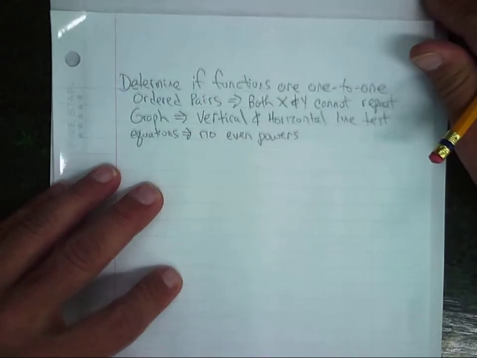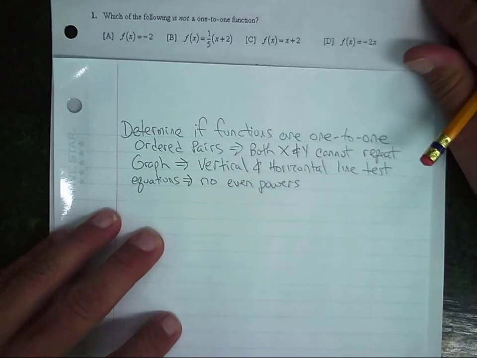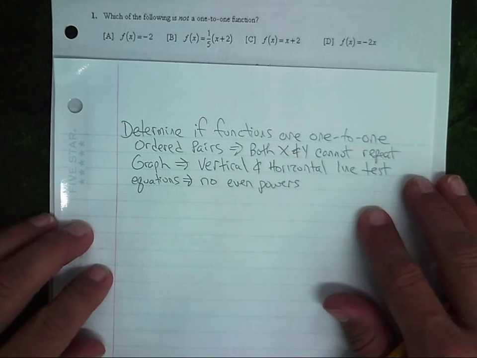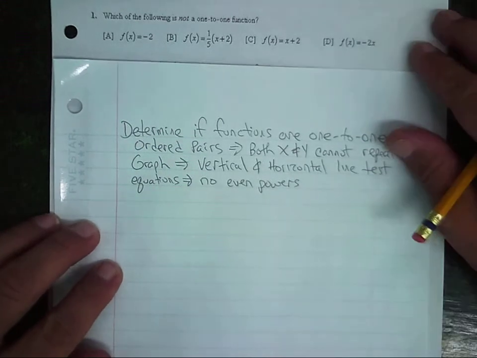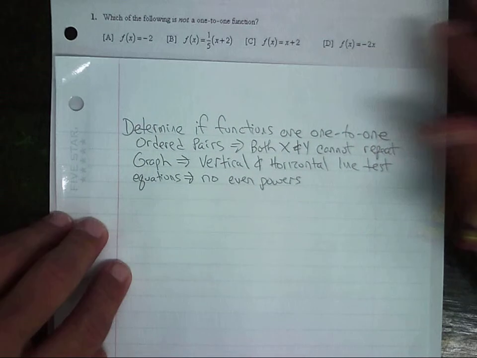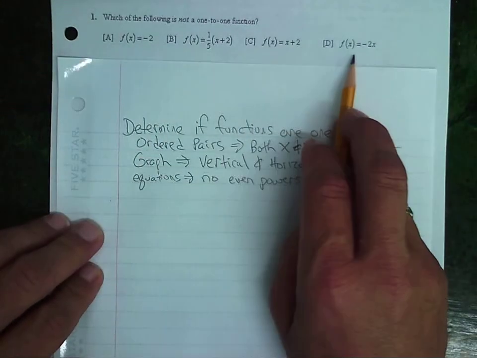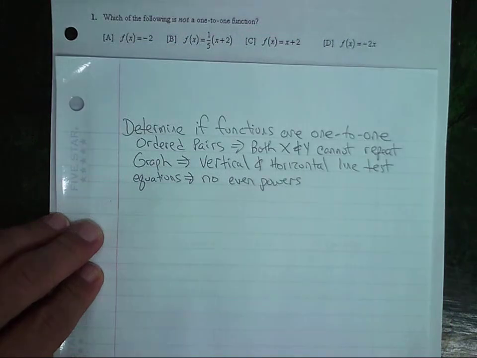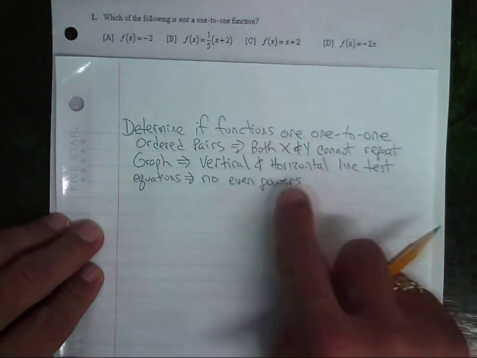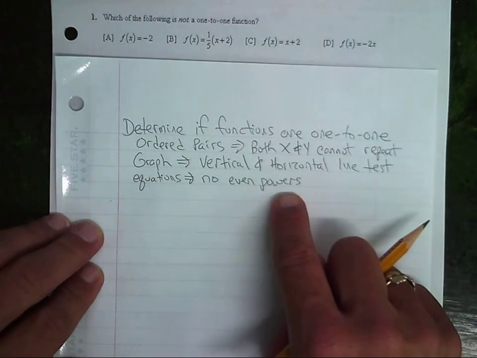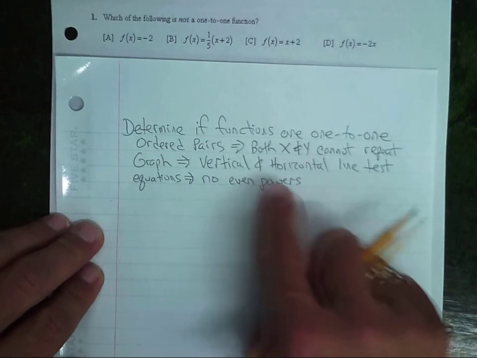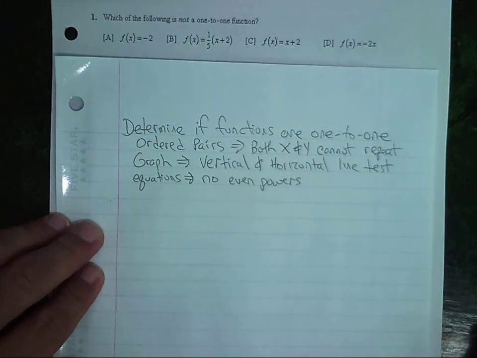Our first example. Which of the following is not a one-to-one function? Looking at A, B, C, and D, it's an equation, but I don't see any powers whatsoever. Looking at all the answers, they are all linear.